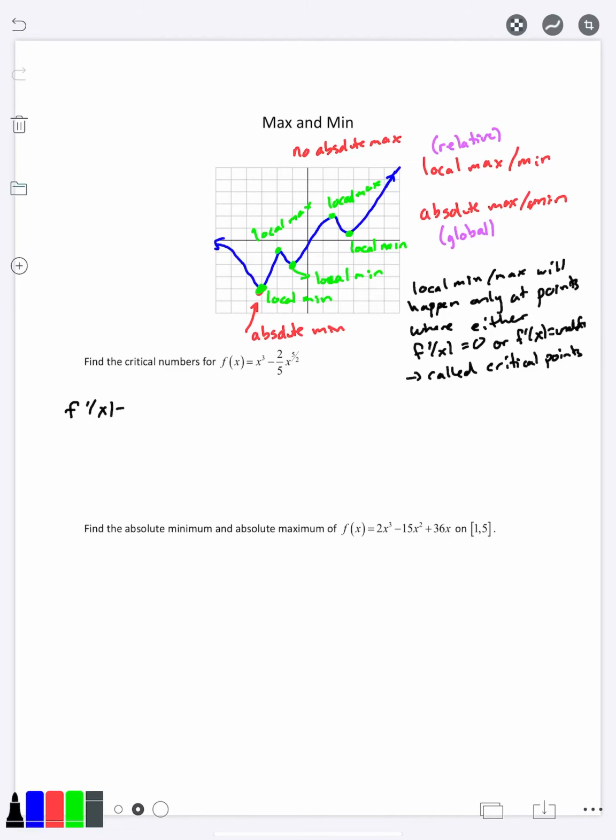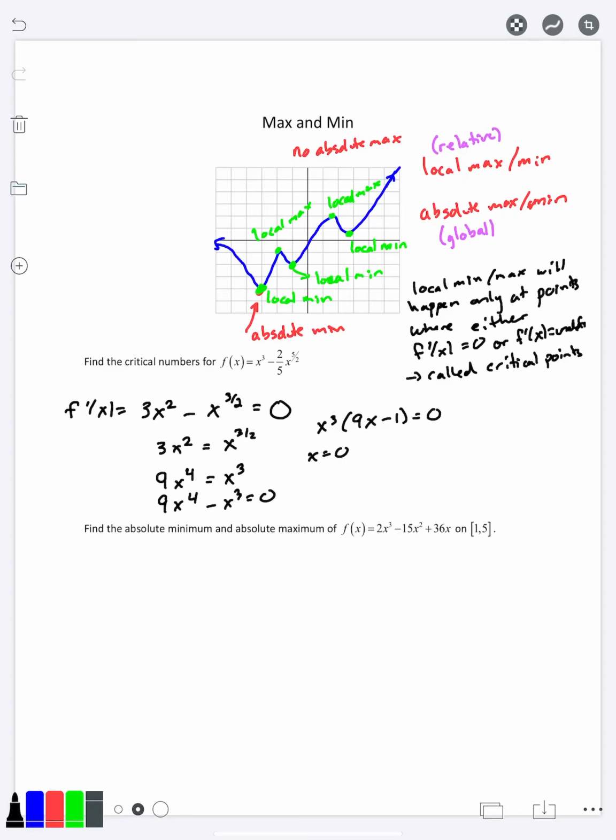We take our derivative, 3x squared minus, let's see, if I bring the 5 halves down, it's going to be x to the 3 halves here. So if I were to set this equal to 0, I would go ahead and get 3x squared equals x to the 3 halves. Maybe square both sides. 9x to the 4th equals x cubed. Make it 9x to the 4th minus x cubed is 0. Factor out x cubed, 9x minus 1. And we're going to get two values here. x is 0 and x is 1/9. So these will be your critical points.